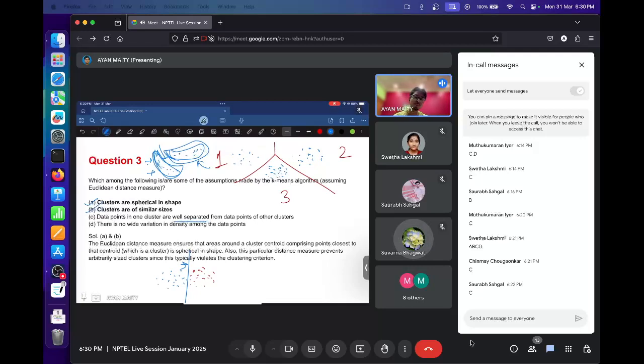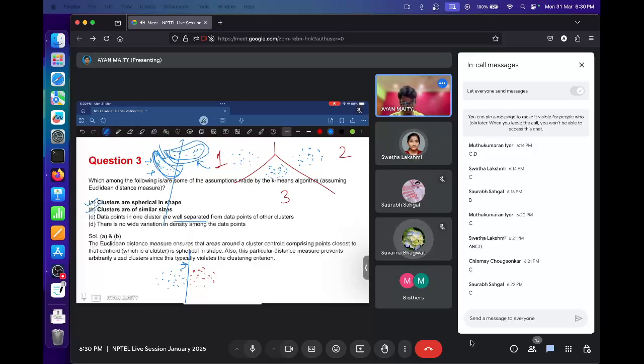Those algorithms work with the density of the data points: in which region points are densely packed, and in which region points are not densely packed. Based on density, they will find the clusters. But if you apply k-means, it would simply divide the region into two halves with some straight line, because it only works with the Euclidean distance measure. It will not be able to find the exact shape of the clusters.